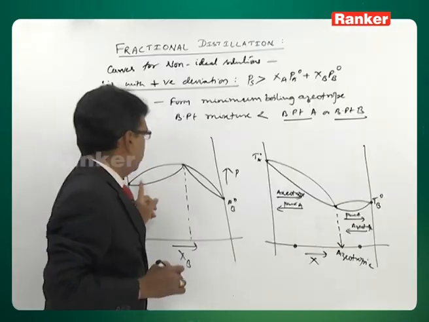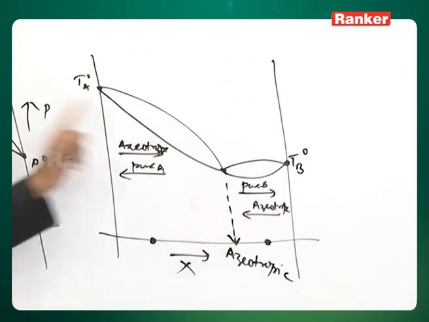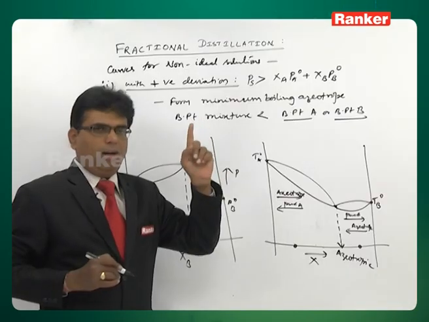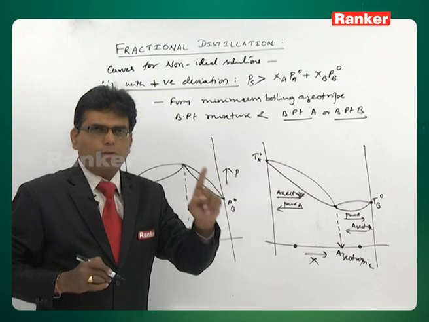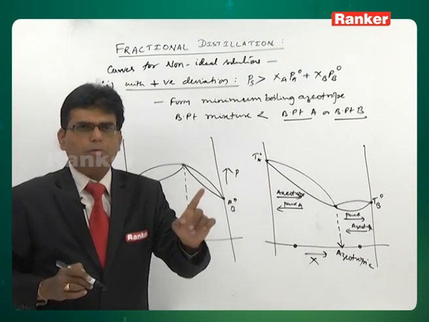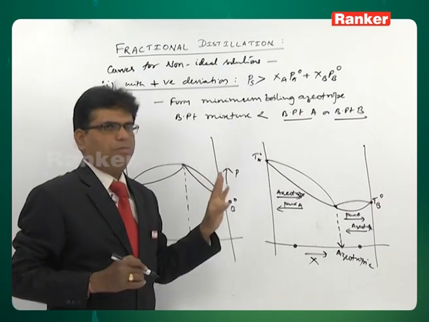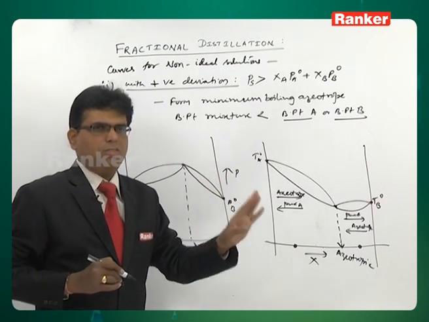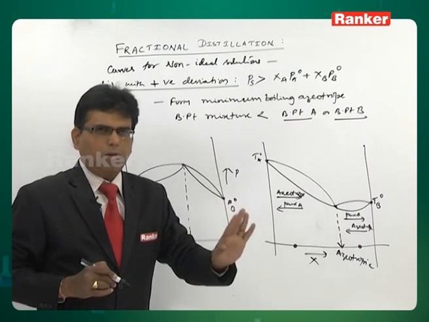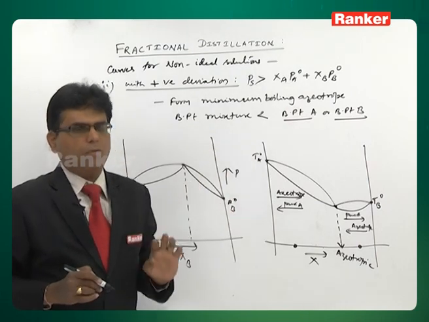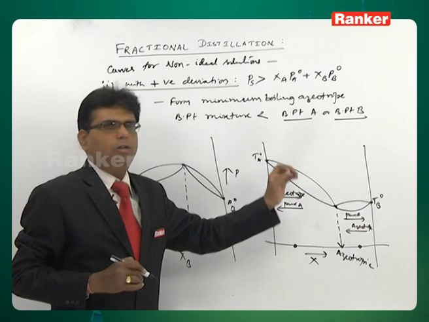These are the kinds of graphs that we obtain for ideal solution, non-ideal solution with positive deviation, and non-ideal solution with negative deviation. With this concept of fractional distillation, azeotropic mixtures, their characteristics, and the ability of fractional distillation to separate out the liquids, all the concept is now completed.